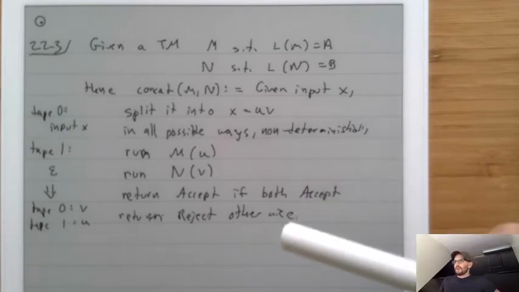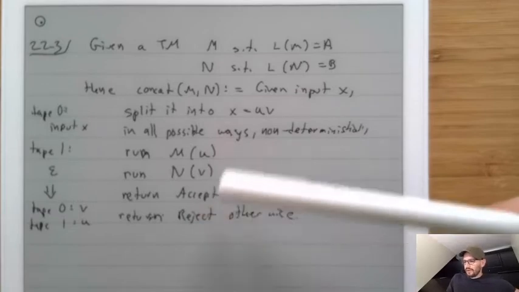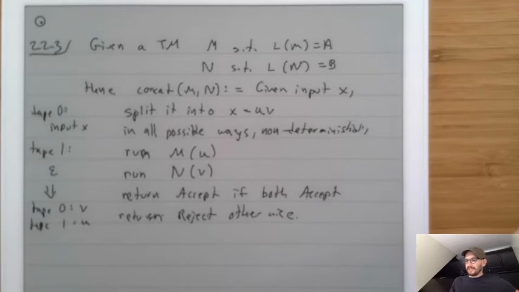So what this does is we now know that if we had non-deterministic Turing machines, we would be able to get concatenation, which is great. So now how can we actually represent non-determinism in the Turing machine?